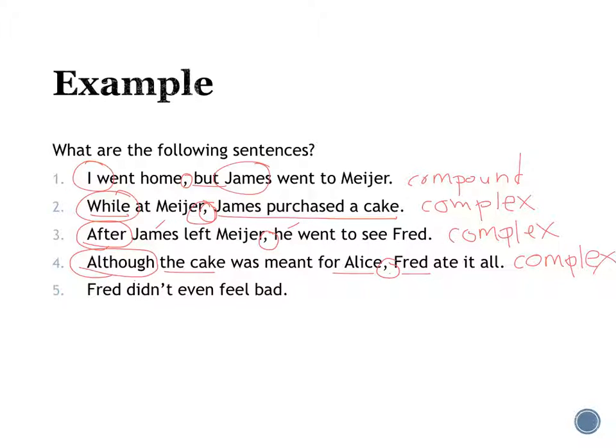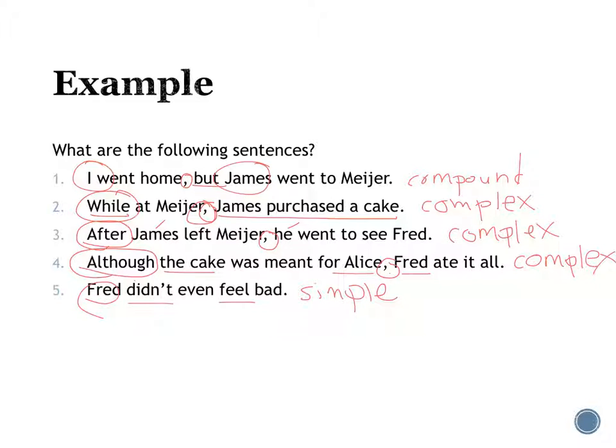And then finally, number 5, Fred didn't even feel bad. No comma, one subject, one verb, feel, with a didn't, a negative to help surround it. But one subject, one verb, no commas. This is definitely simple. And it's placed pretty well.